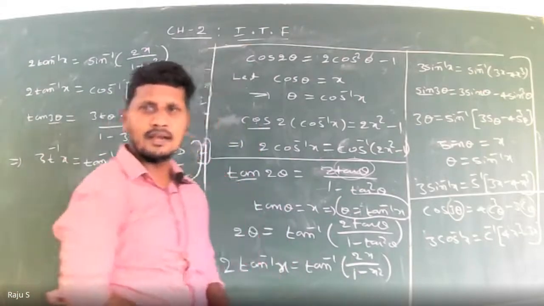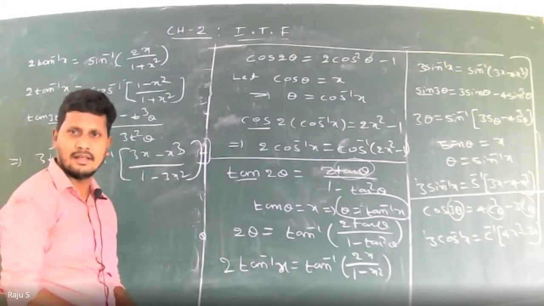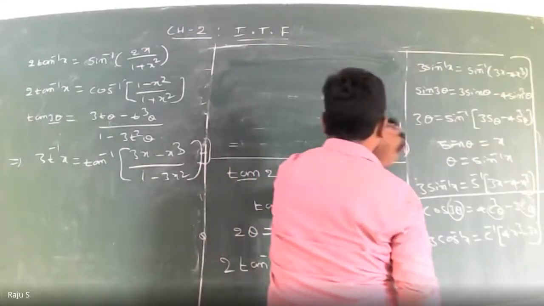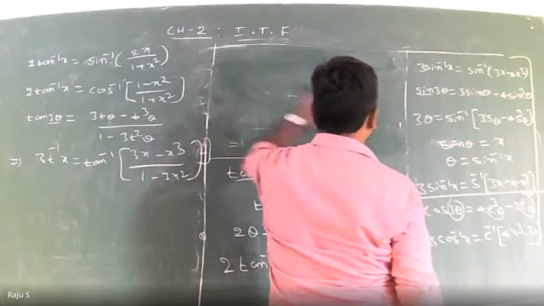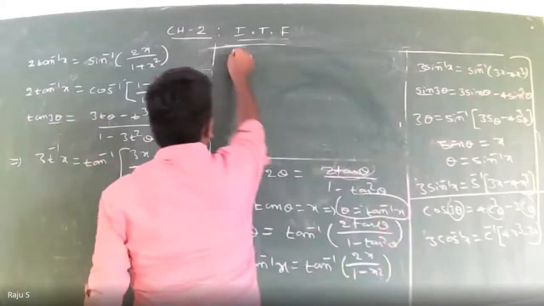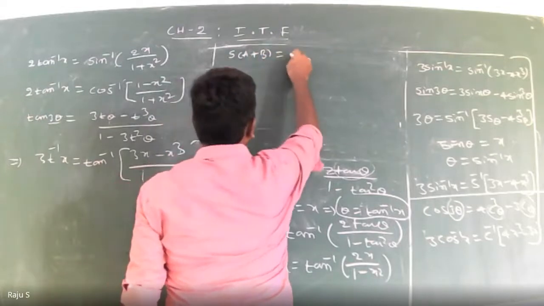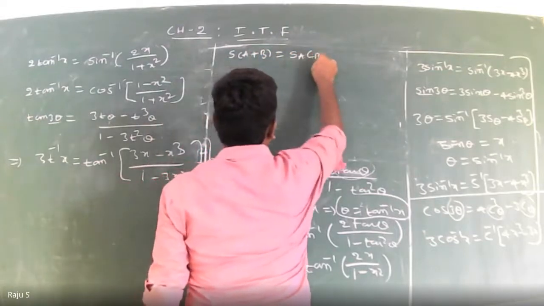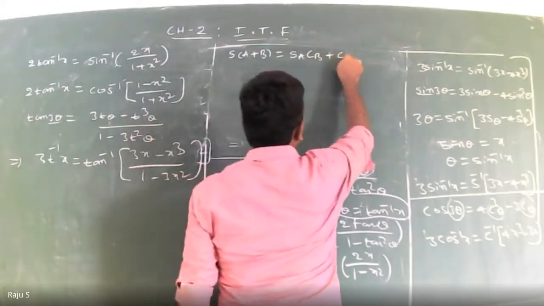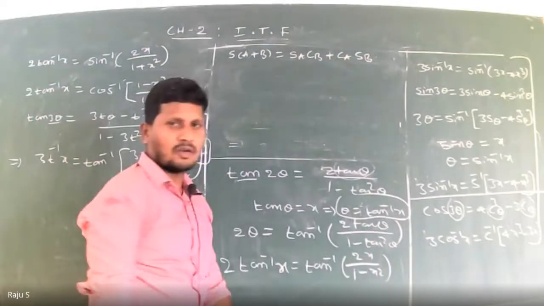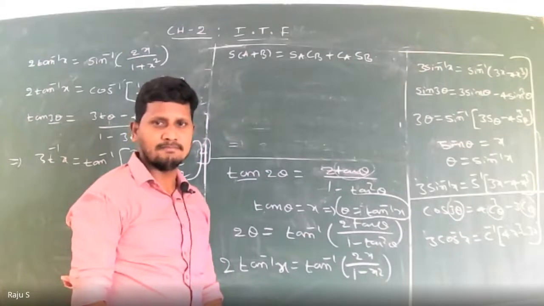If you remember trigonometric formulas, converting to inverse trigonometry is very easy. Not only that, what is the sin A plus B formula? Sin A cos B plus cos A sin B. Am I right? So sin A plus B is equal to sin A cos B plus cos A sin B.